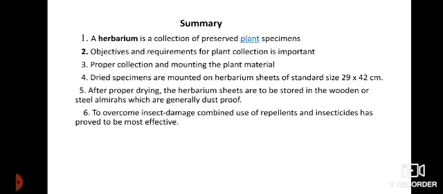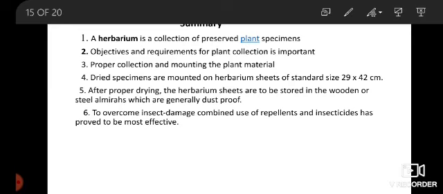So, herbarium techniques: these are all the instructions given before going to collect the plants, and the requisites needed for the technician to collect the plants. Overall, from this talk we can conclude that the herbarium is a collection of preserved plant specimens. The objectives and requirements for plant collection are very important, as are proper collection and mounting of the plant material. The collected dry specimens are mounted on herbarium sheets of standard size 29 by 42 centimeters.